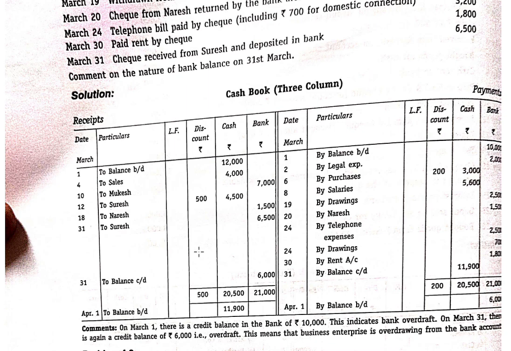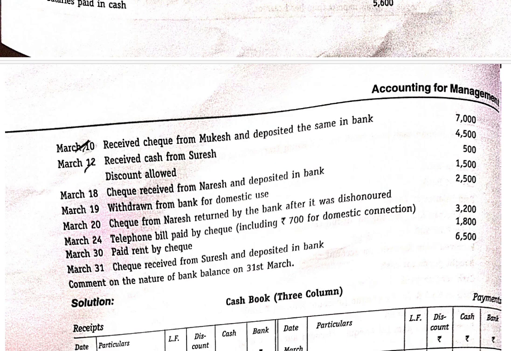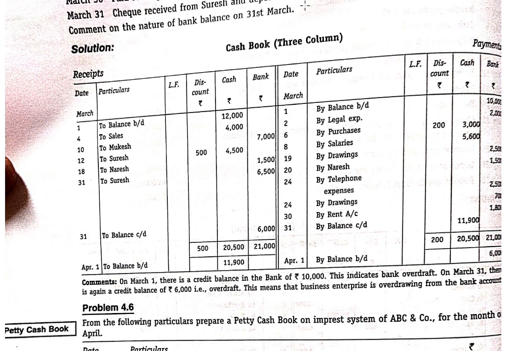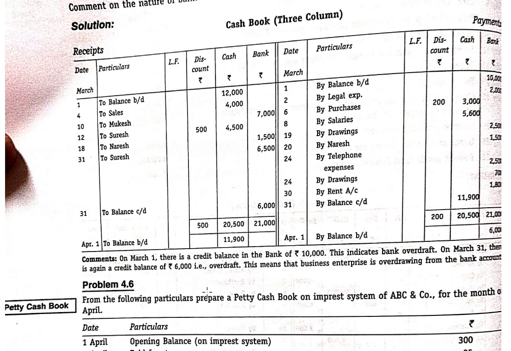So what will be the thing here? First, March 1st is the credit balance. So we should record it in the credit side. And this indicates bank overdraft, and the March 31st check received and deposited means again it will be in the credit balance. Okay. Because that is overdraft. So that business enterprise is over withdrawing from the bank. Because overdraft balance means you are able to withdraw the cash from the bank and it shows in your account as a negative balance. So that is actually overdraft.